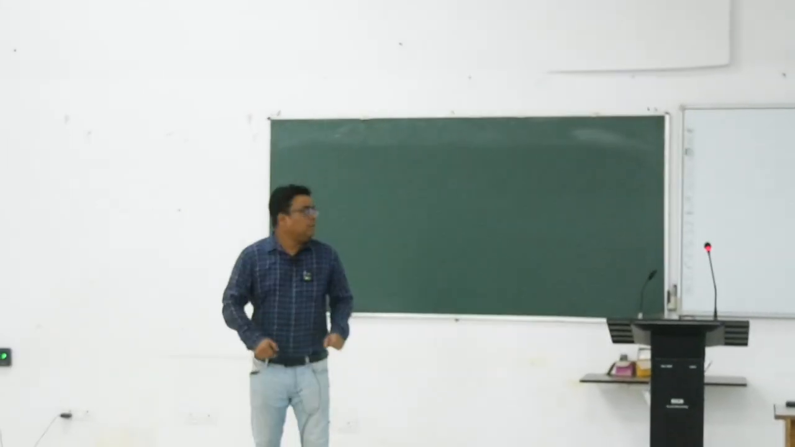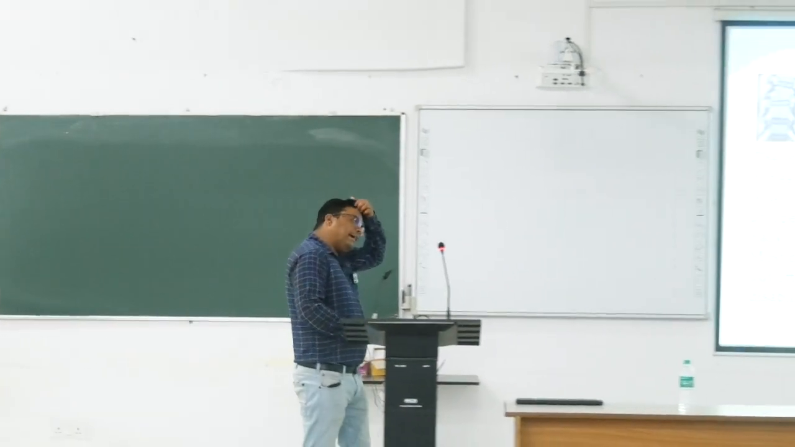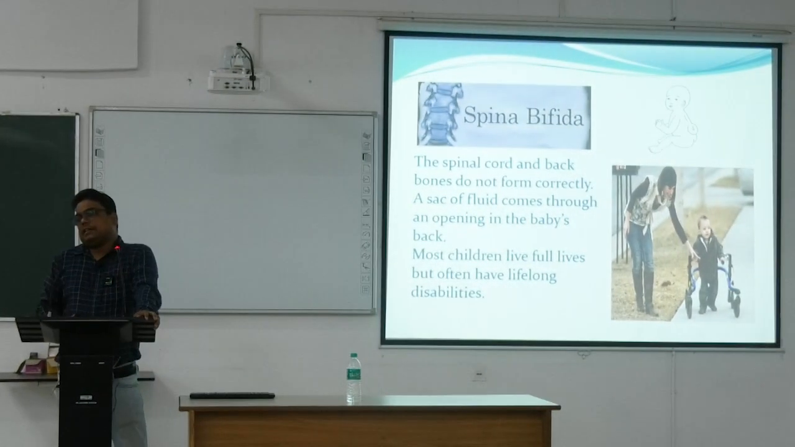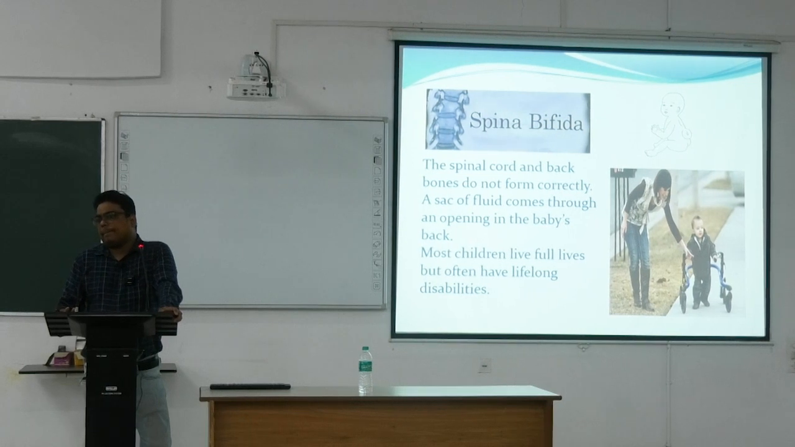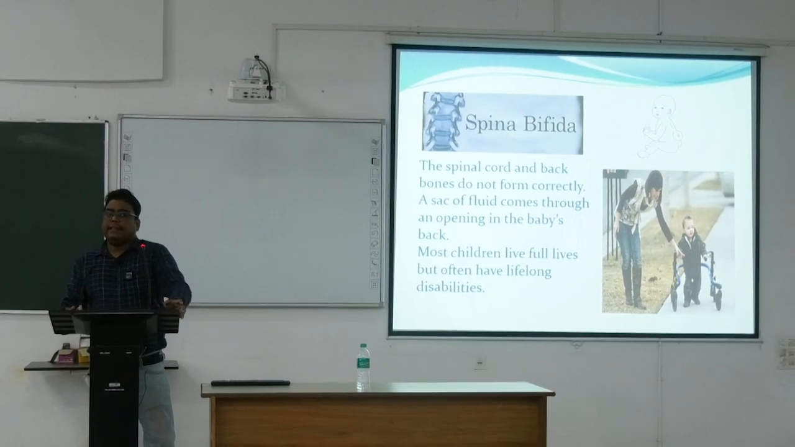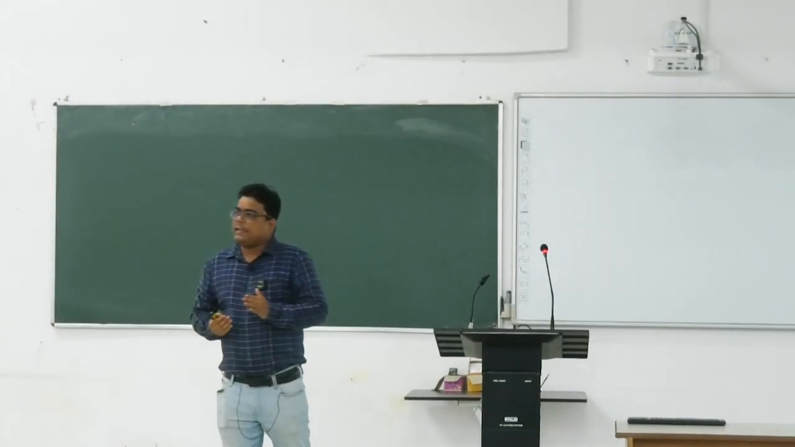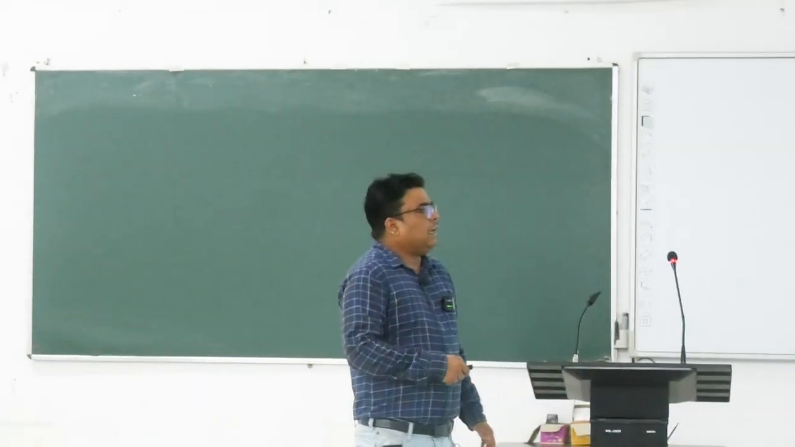An important condition that generally happens in a newborn baby is called spina bifida. This is a very important and rare case. Why do we suggest vitamin B9 during pregnancy? If there is a deficiency of vitamin B9, there is improper development of the spinal cord in the newborn baby.